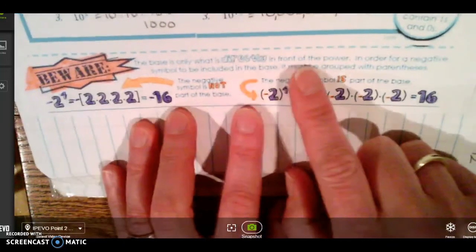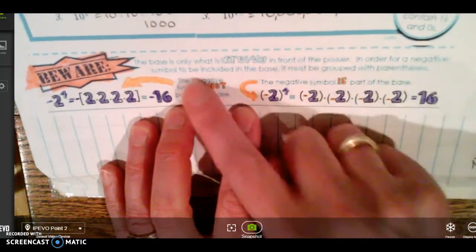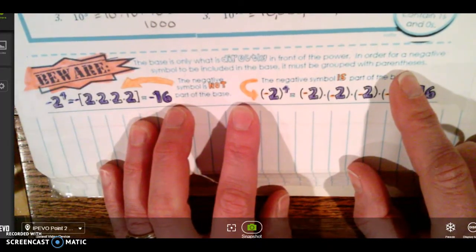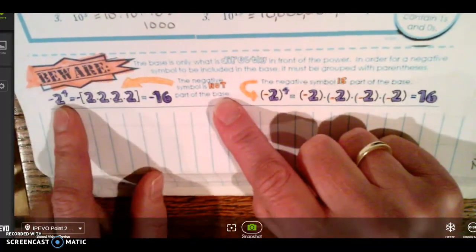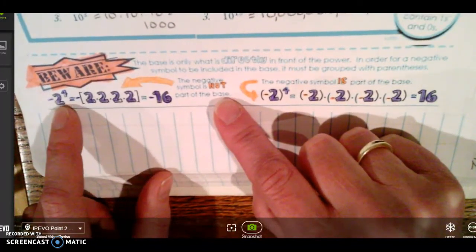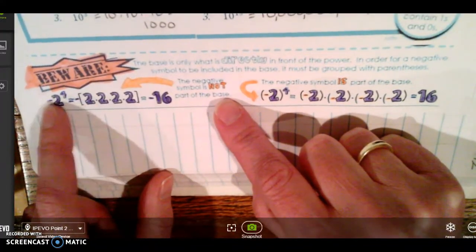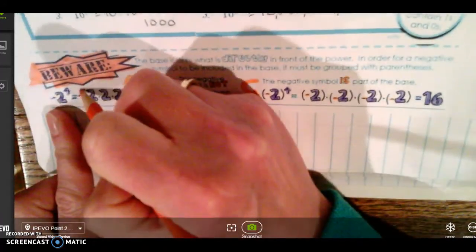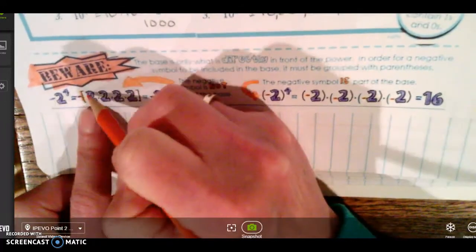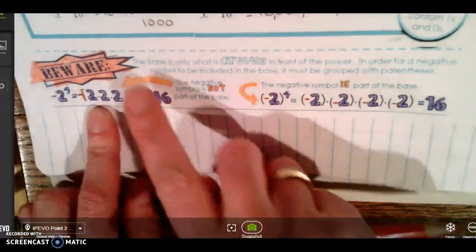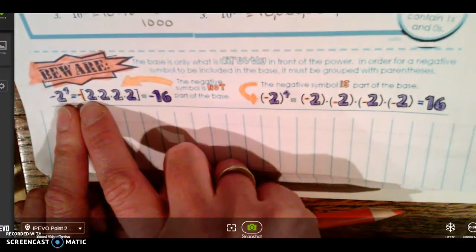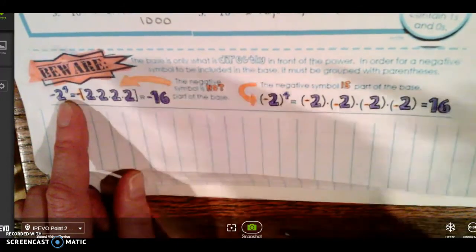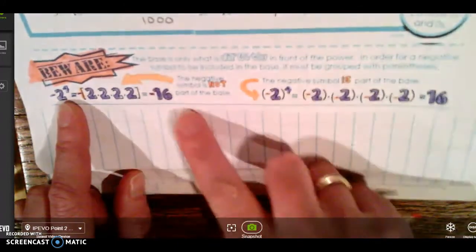The base is only what's directly in front of the power. In order for a negative symbol to be included, it must be grouped with parentheses. That's what we did on the other sheet. This is what it looks like if your negative number is not contained in parentheses. It means we have a -1 separate from the 2 that is being raised to the 4th power. So you almost want to look at that as a -1 outside multiplied against the 2 times 2 times 2 times 2. This does give you a -16 answer.